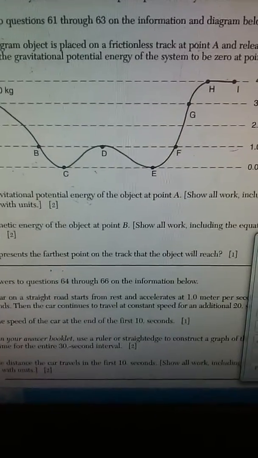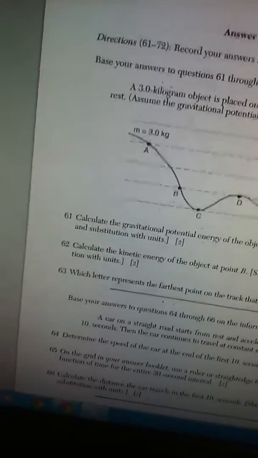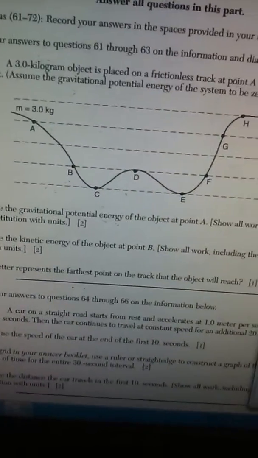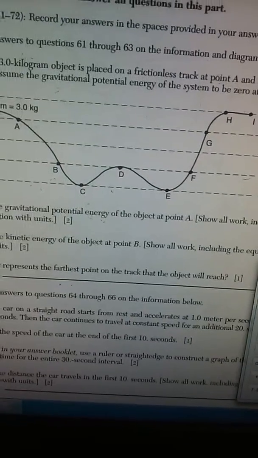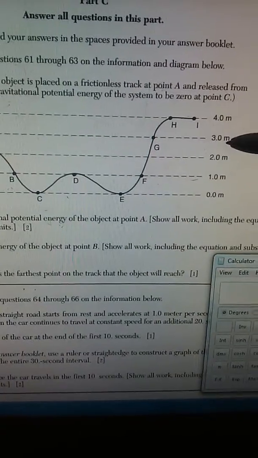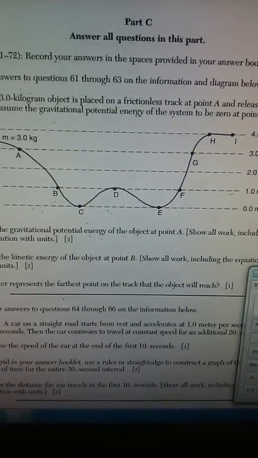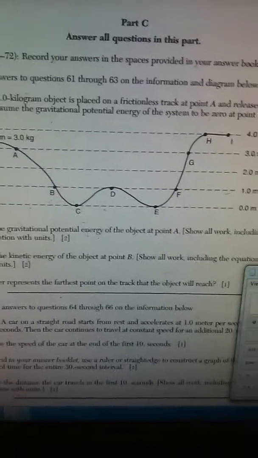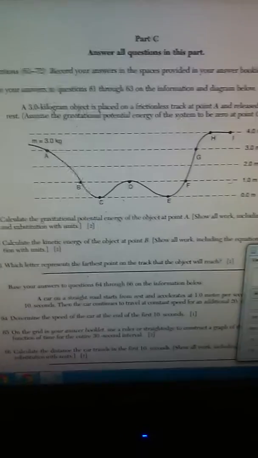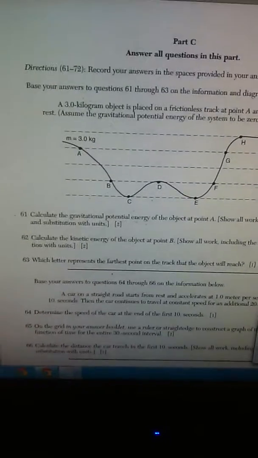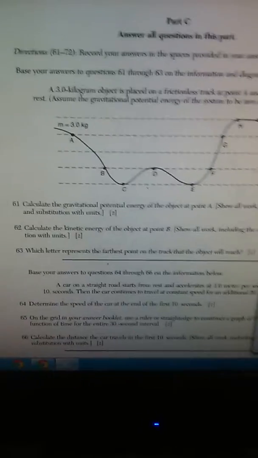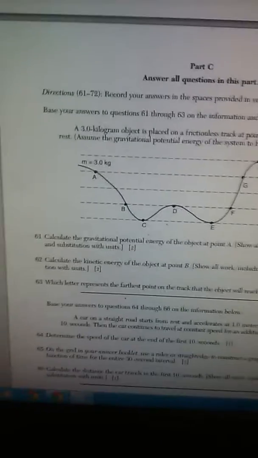But anyway, which letter for this? The answer is G, because it's the same height. In order to go past G, it'll need more kinetic energy than the potential energy that it started with, which is impossible if no forces are added. So the answer is G for 63.